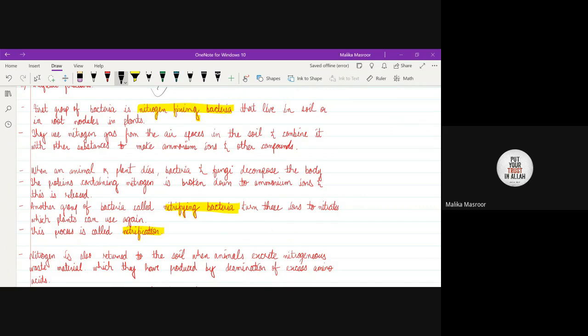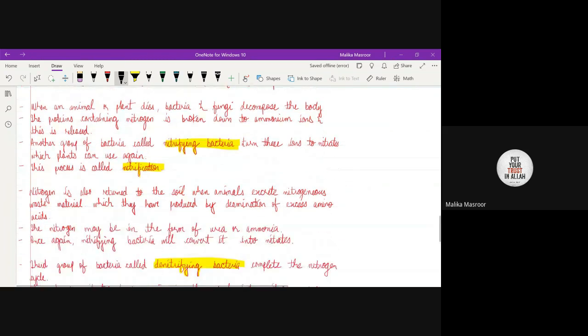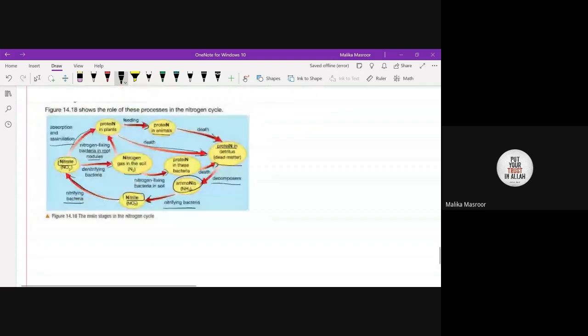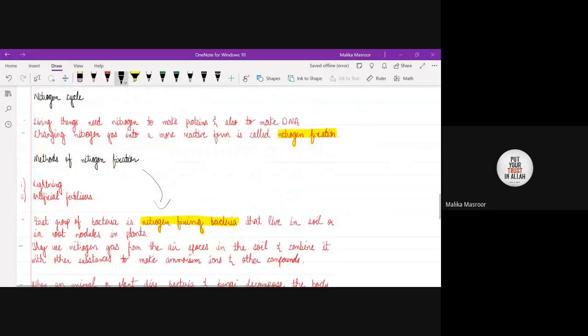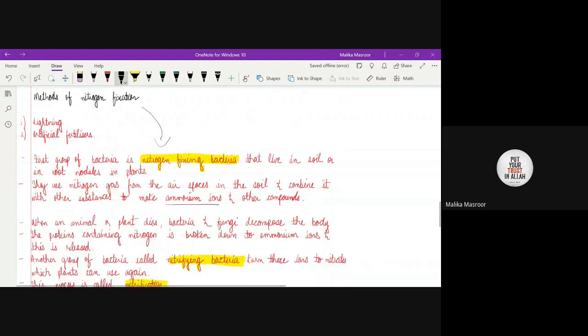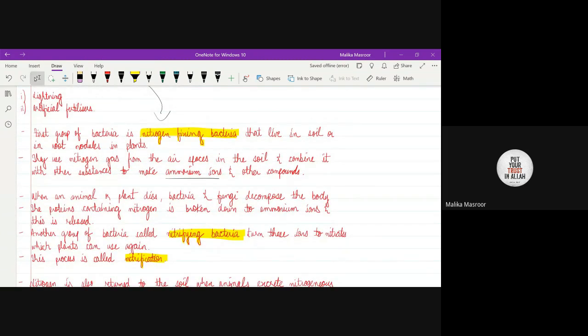Can you explain this again? Sure. You can take any one point and start from there. With this diagram, what I have written: the first group of bacteria is your nitrogen fixing bacteria that live in your root nodules or in soil. They will use nitrogen gas from the air spaces and combine it with other substances, converting it into ammonium compounds. Okay, this is one story. Now this is the end.